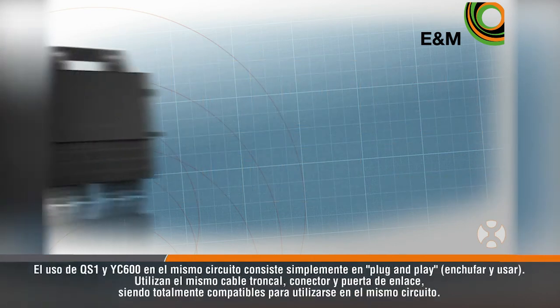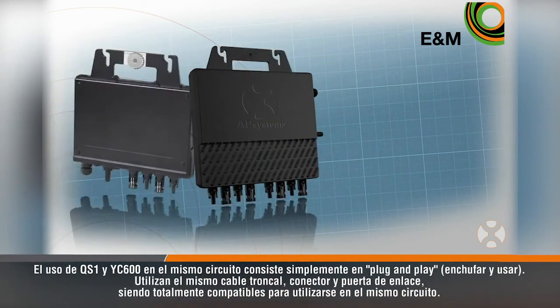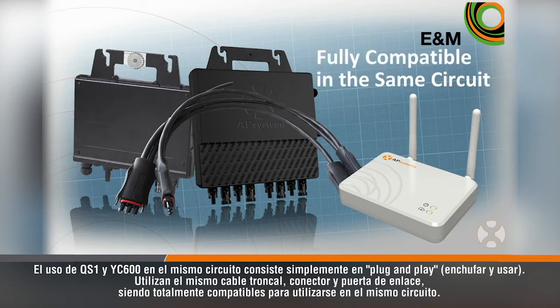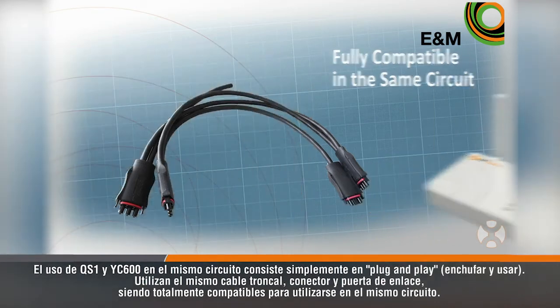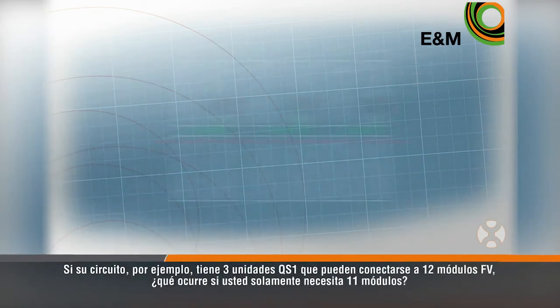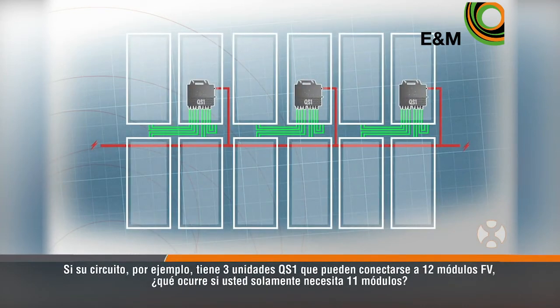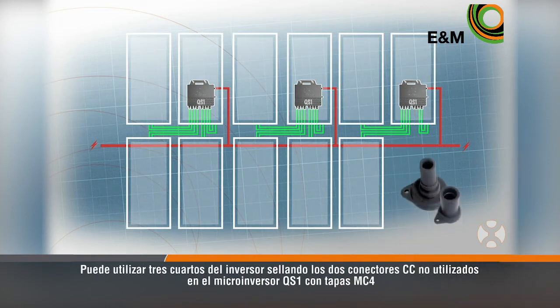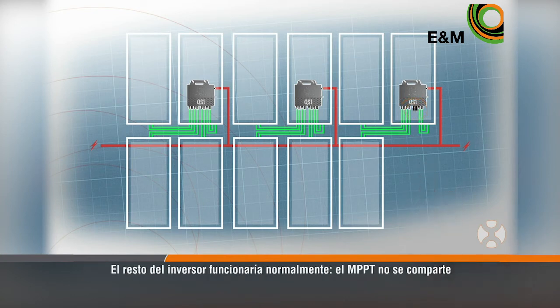Using the QS1 and YC600 on the same circuit is simply plug and play, since they use the same trunk cable, connector, and gateway and are fully compatible to be used in the same circuit. If your circuit, for example, has 3 QS1 units, which can connect to 12 PV modules, what happens if you only need 11 modules? You can use 3/4 of the inverter by sealing 2 unused DC connectors on the QS1 microinverter with MC4 caps. The rest of the inverter would function normally.